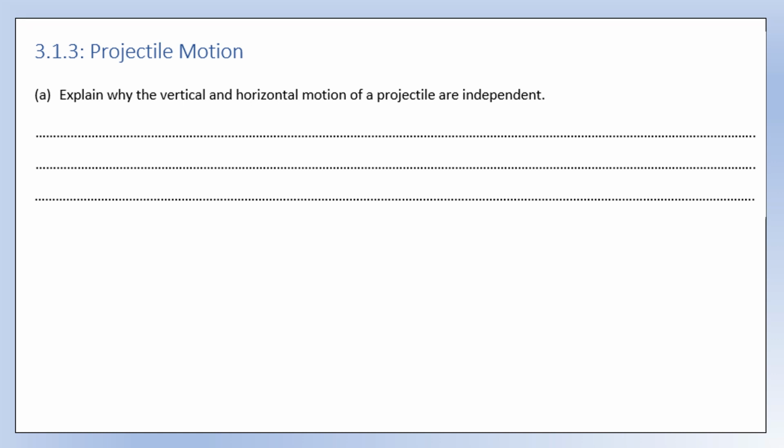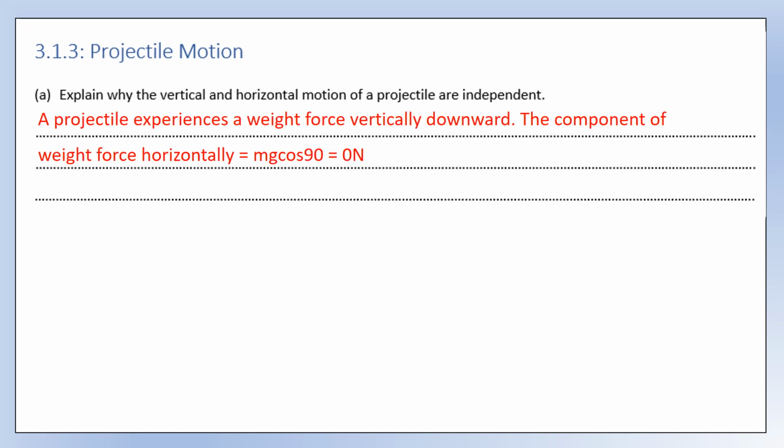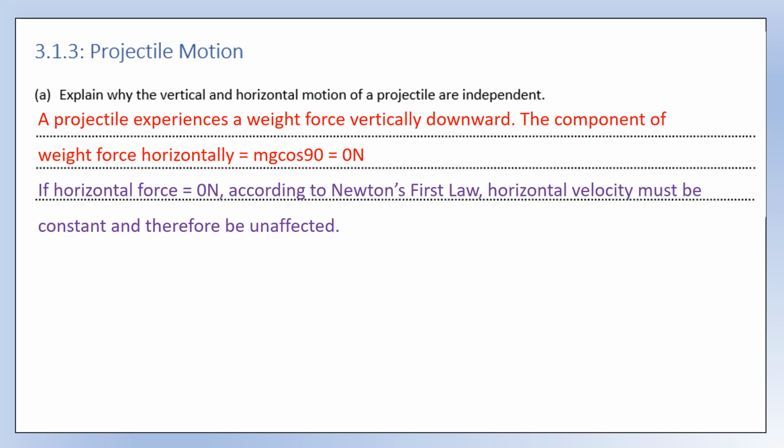Okay, so first of all, why vertical and horizontal motion are independent. For projectiles, we say the only force acting on them is their weight force, which acts vertically downward. If you calculate the component of the weight force horizontally, we'd be multiplying the weight force by cosine of 90, which is 0. So there's no force acting in the horizontal direction. Therefore, using Newton's first law, the velocity must be constant and therefore unaffected, which is why we can say they're independent.